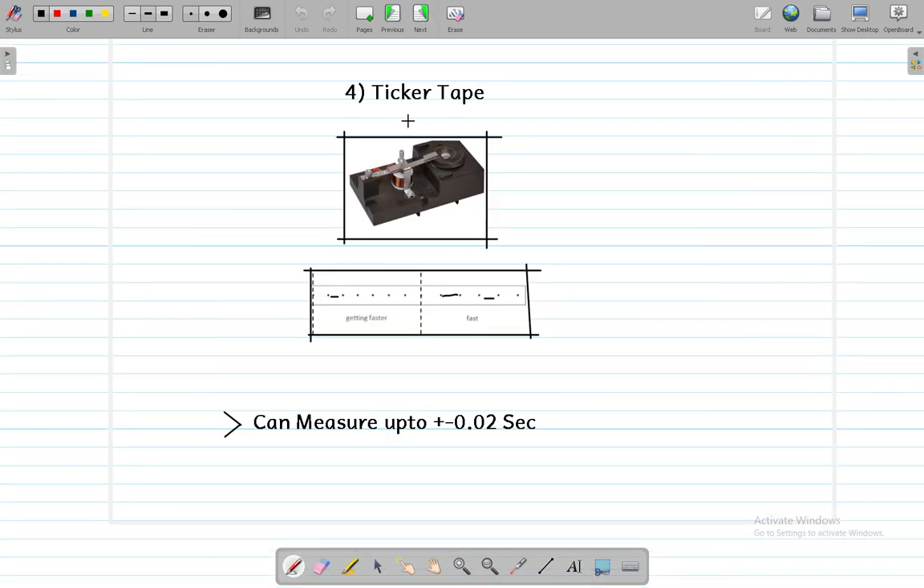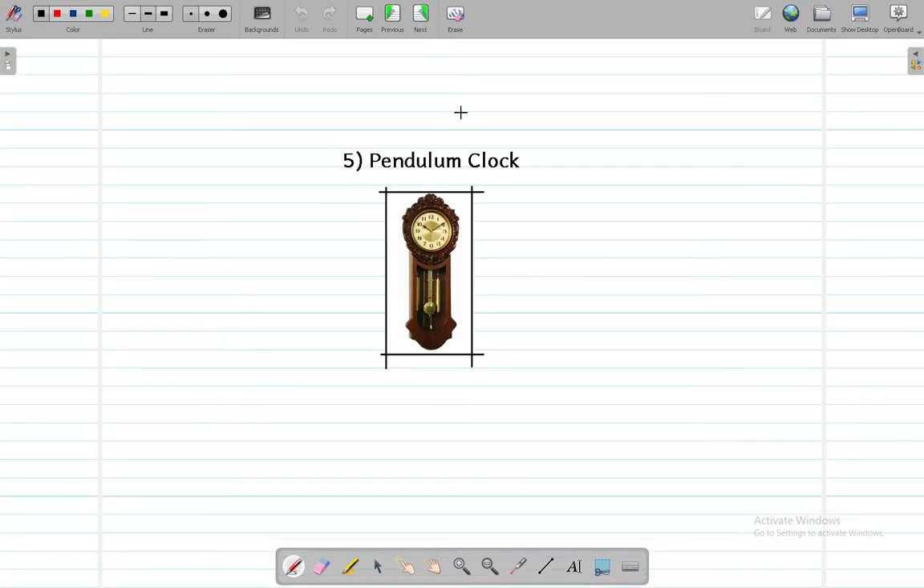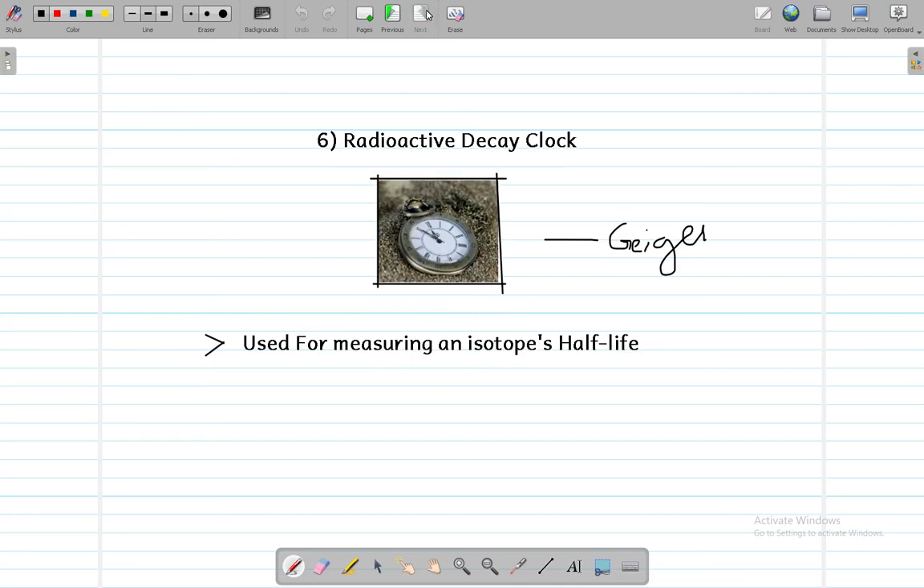The fourth one is the ticker tape, which measures up to plus minus 0.02 seconds. And the fifth clock is the pendulum clock. And the sixth one is the radioactive decay clock. And you should also learn the use of the radioactive decay clock, which is mostly used for measuring an isotope's half-life.